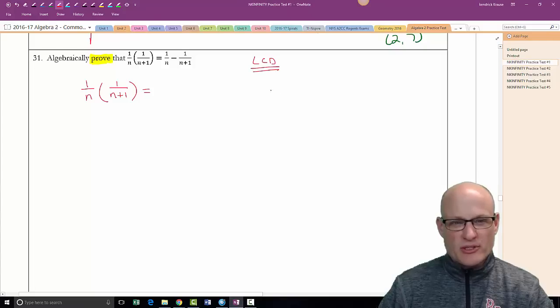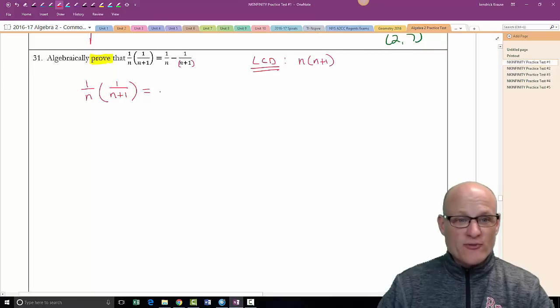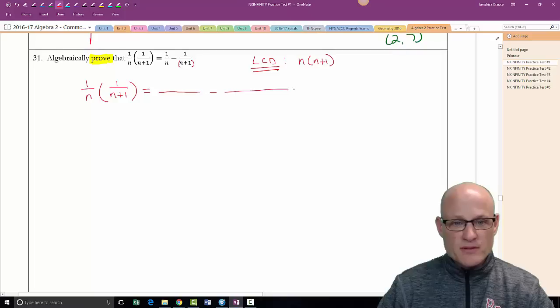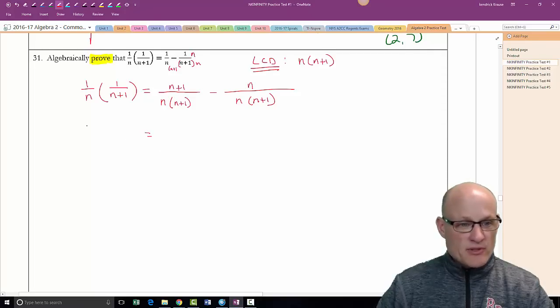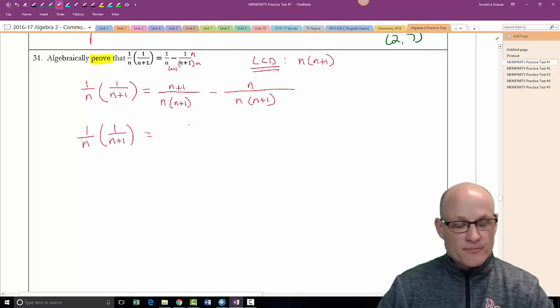Again, it's a 2-point question, so it shouldn't be too hard. This is the hardest part. My lowest common denominator is actually n times n plus 1. So this first one, if I make each of these n plus 1, this one has to get multiplied by n plus 1. So my numerator is n plus 1. This one just had to get multiplied by n, so this is n. Well, I'm going to keep this over here, 1 over n times 1 over n plus 1.